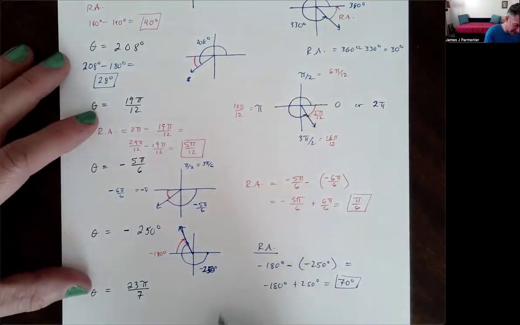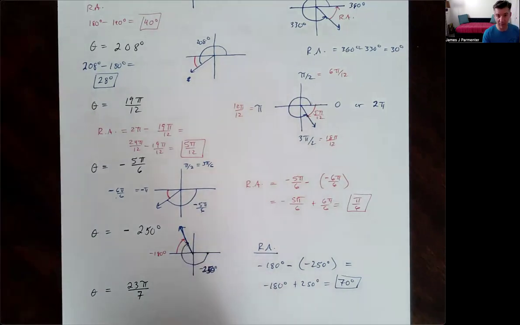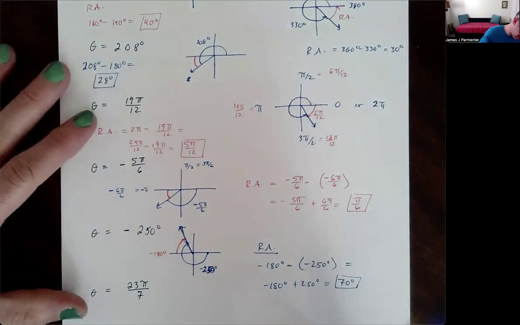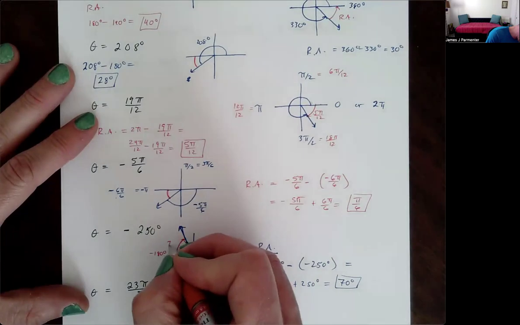Or you could just say 250 minus 180 is going to give you an angle of 70. You're really just looking for the difference. It doesn't matter if you get there in a slightly different way. So this reference angle here is 70 degrees.